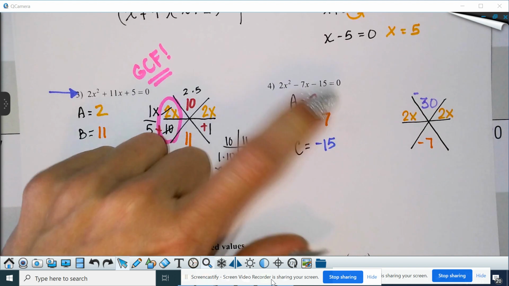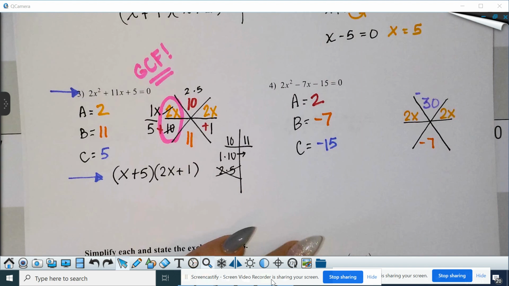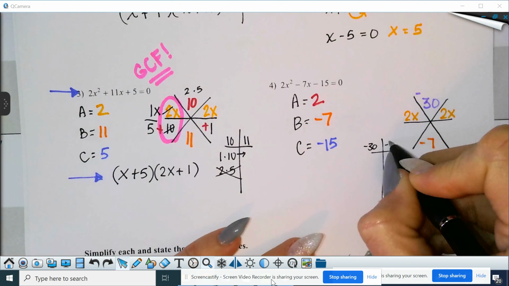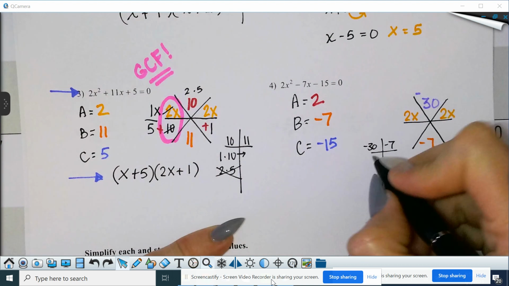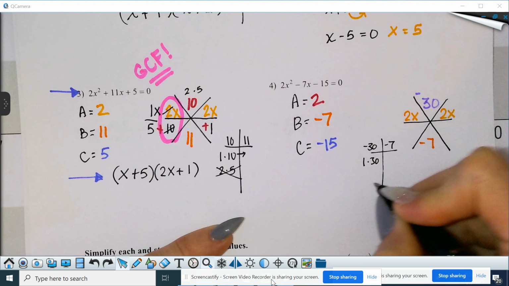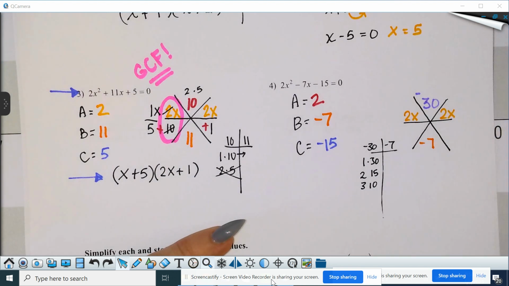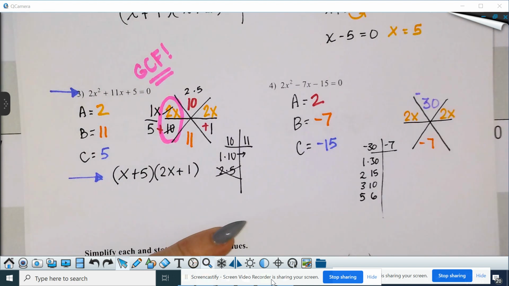15, my first ones I think of would be 3 and 5 because they're smaller numbers, and those won't work either. So ACB chart, -30, -7. So what multiplies to give me 30, adds or subtracts to give me 7. So 1 and 30, 2 and 15, 3 and 10, 4 is no good, 5 and 6, 7, 8, 9, and we're back to 10 again, so we're good.